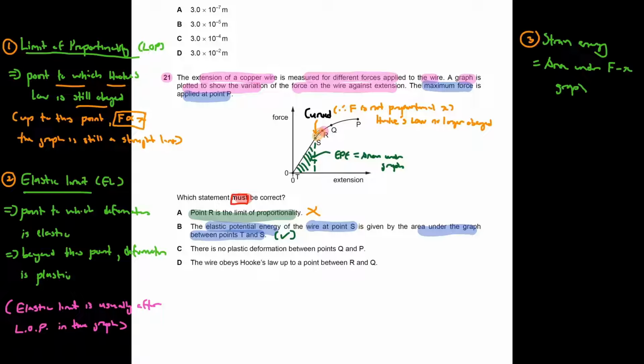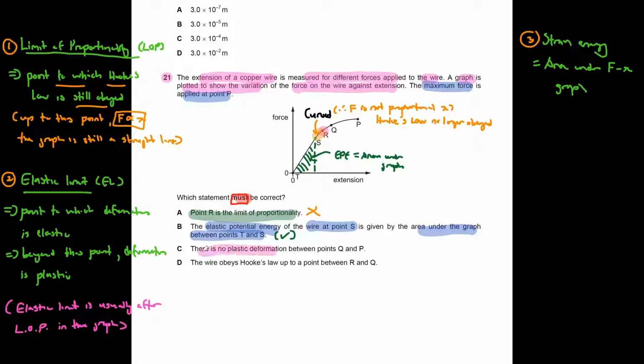So they say at point S, the energy stored is the area between T and S. This is T, this is S. That one is actually your strain energy. So B is correct. And then after that, you look at answer choice C.